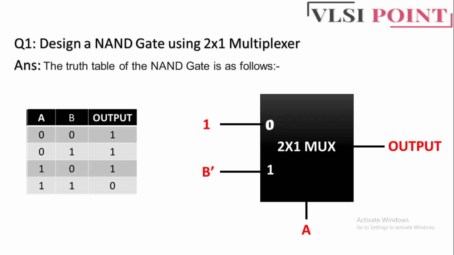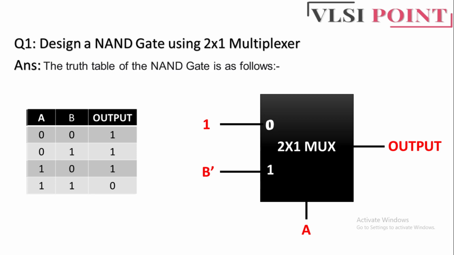So this is the truth table of the NAND gate. You can see here two inputs A and B we are taking, and this is the output. So 0 0, 0 1, 1 0 and 1 1, four sets we have, and accordingly we are getting the output 1, 1, 1 and 0.